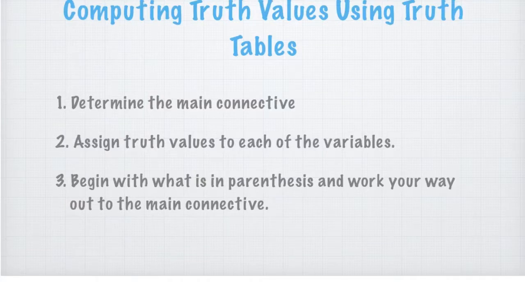The next thing you're going to do is assign truth values to each of the variables, or the letters that are given to you. So you want to write those down immediately, and then begin with what's in parentheses and work your way out, just like you would in mathematics, determining the truth values using your truth tables. I'll give you a number of examples so you see how this whole thing works out.